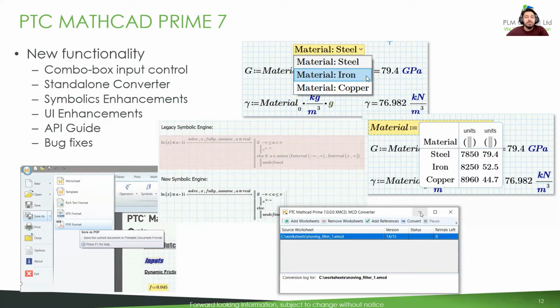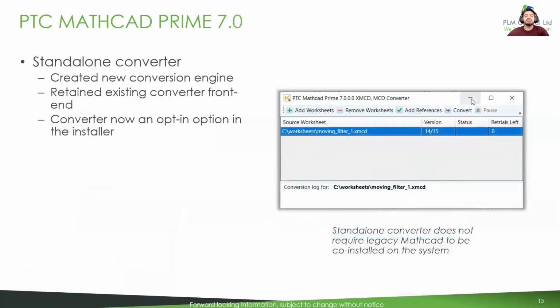And we do have a video coming up for you shortly to show you these in action, a bit like a demo. But one thing I wanted to mention was the standalone converter. A lot of people were put off by moving from 15 to Prime because it required you to have two licenses, your Mathcad 15 and the Prime license, running at the same time. One is a license cost, two is a computer cost, asking your computer to do quite a bit of work. But now with the new Mathcad Prime 7, these problems have been solved.